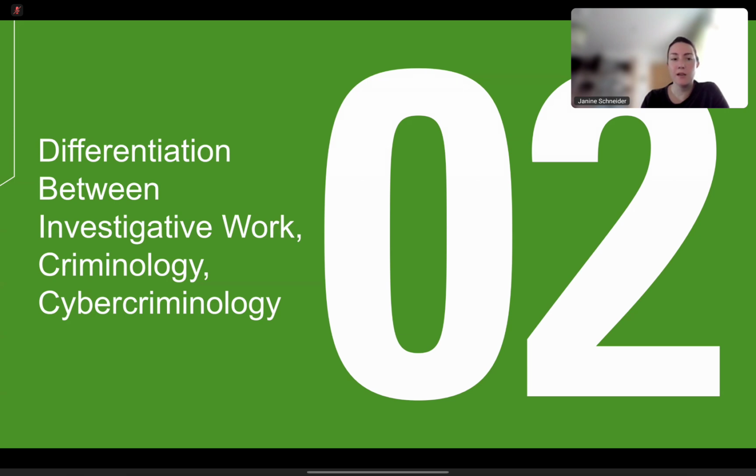So that basically was the introduction. Now we want to talk about the difference between investigative work, criminology, and criminalistics. I think this is a translation error. Who can tell me what the difference between criminalistics and criminology is? I know it's a little mean to ask that because it's a long time ago when we discussed that, but what is the difference between criminology and criminalistics?